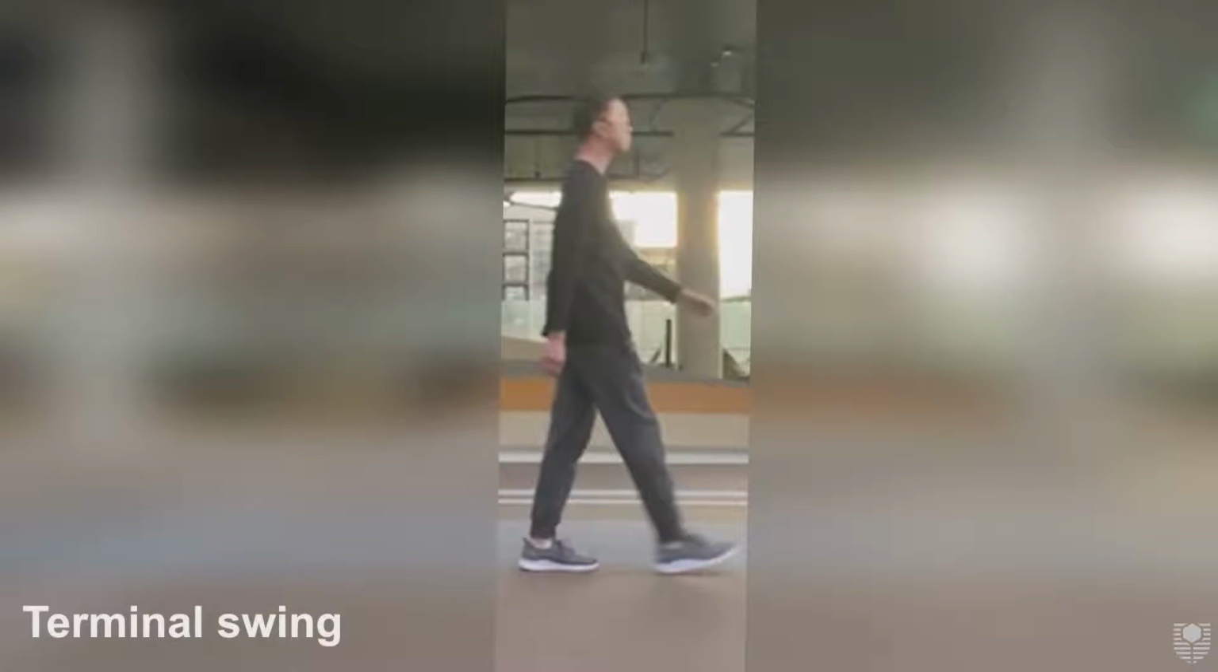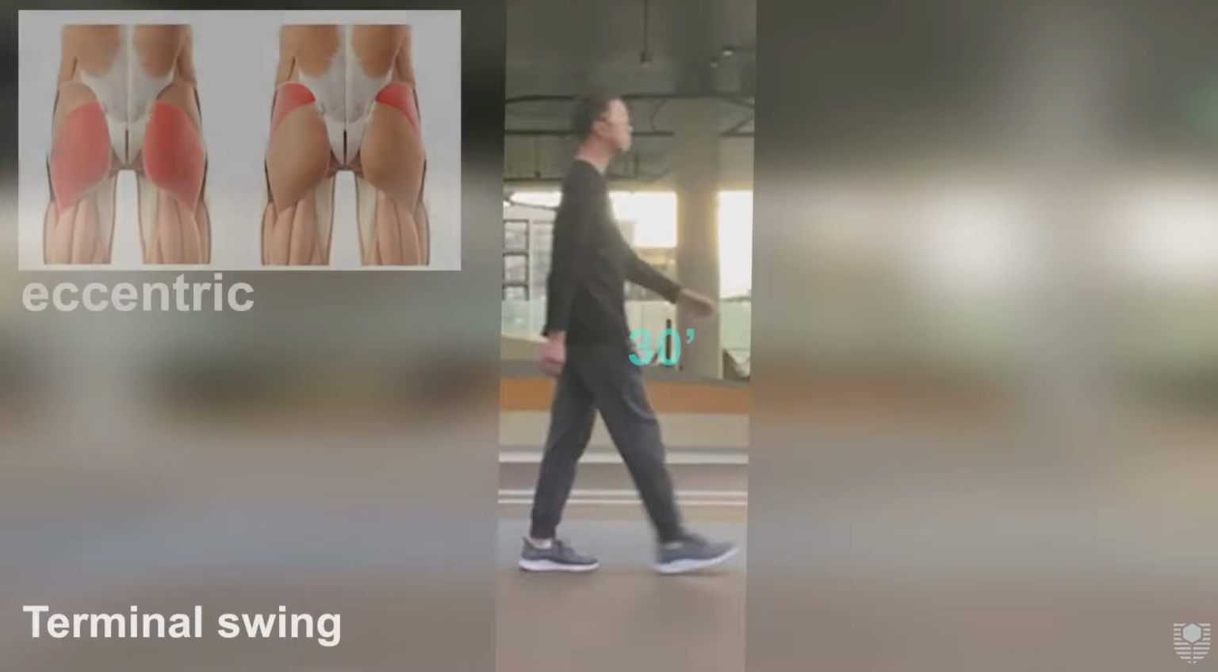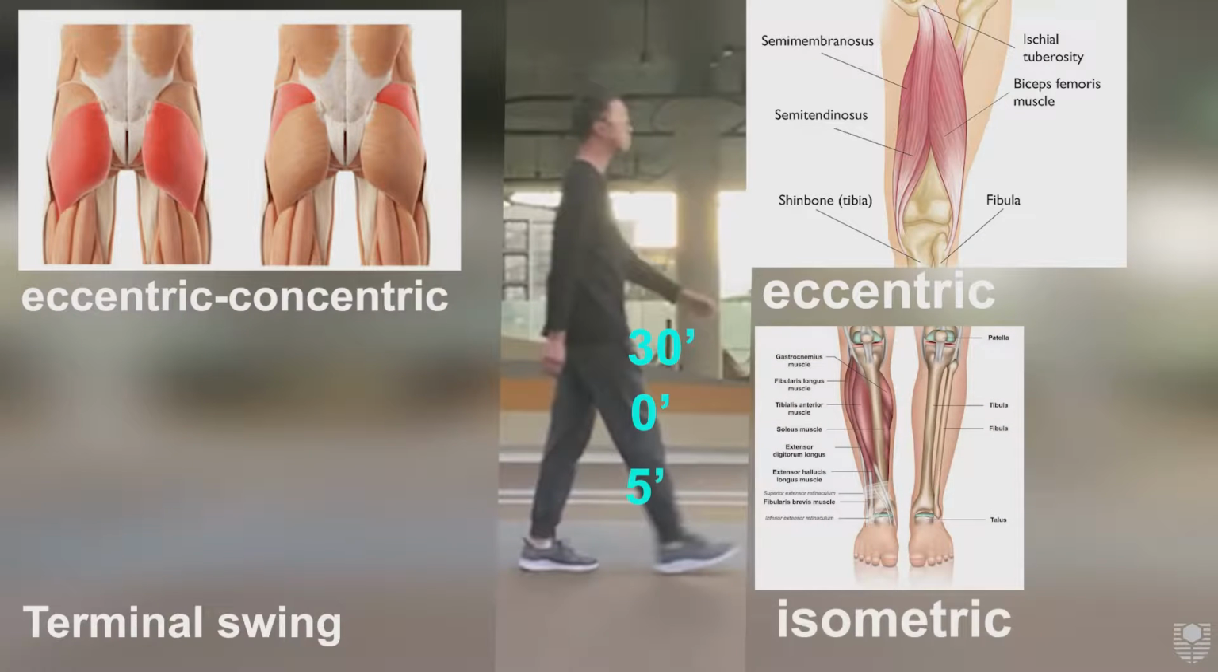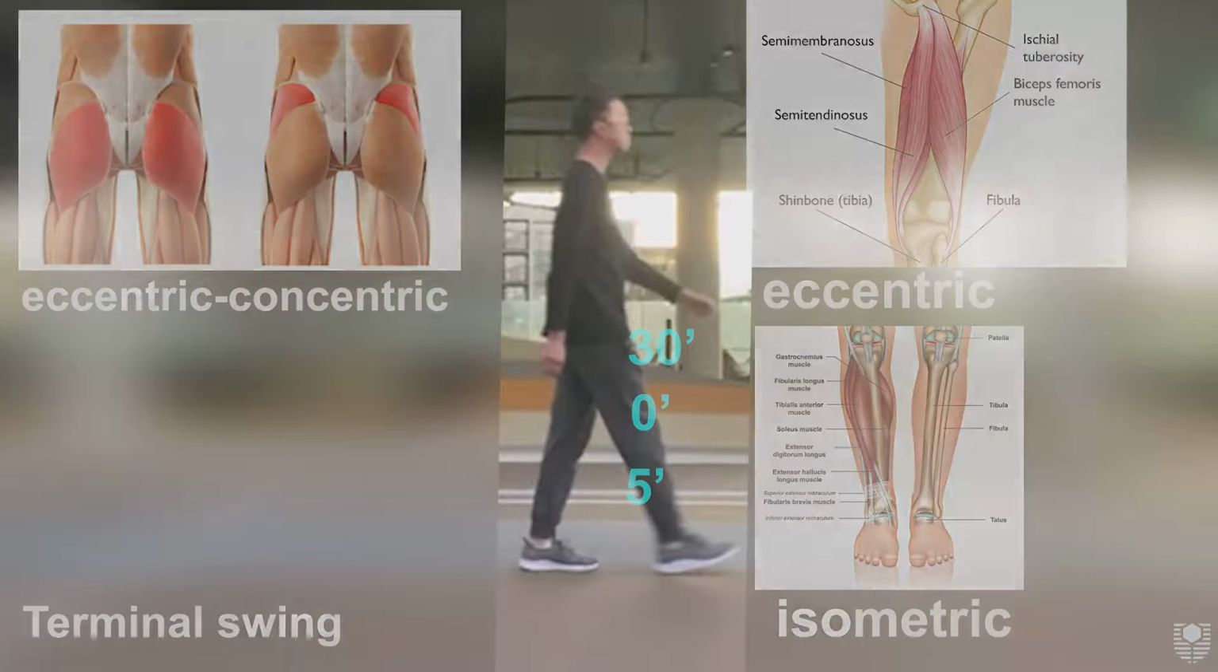Finally, in terminal swing, momentum is driven in 30 degrees of hip flexion, which is eccentrically controlled by hip extensors. Knee flexors eccentrically contract to decelerate the leg during forward movement, and the extensors contract concentrically to fully extend the knee to the desired stride length and to position the foot for heel strike at initial contact. Dorsiflexors still maintain dorsiflexion by isometric contractions, which will remain neutral until the point of initial contact, that is the beginning of a new cycle.